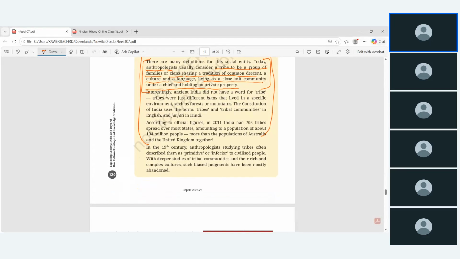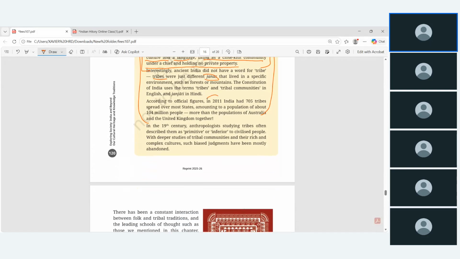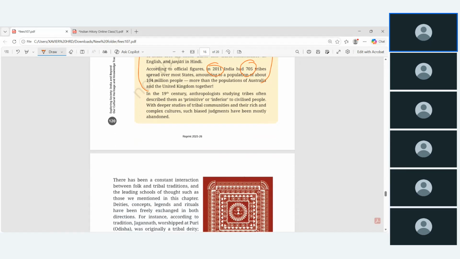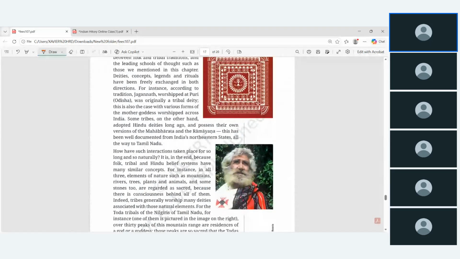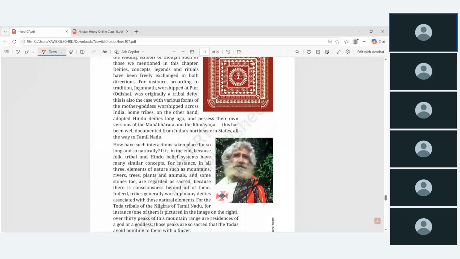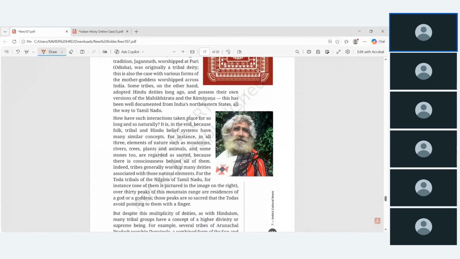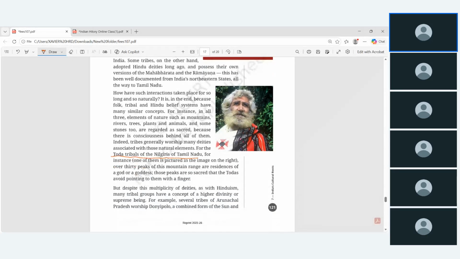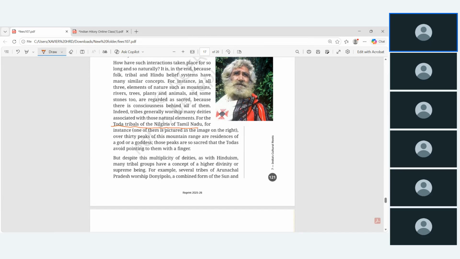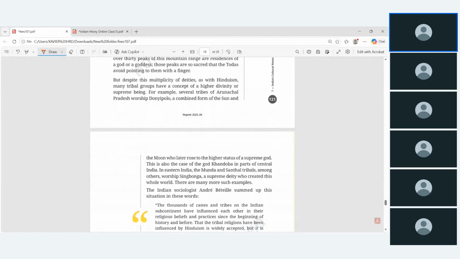This is similar to what we discussed in ancient India, the Jana and clan. In India, as per the 2011 census data, around 705 tribes are there. Some of the tribes are mentioned here, like the Toda tribal in the Nilgiris, Tamil Nadu. Anyway, we will study the entire tribal community in the class.